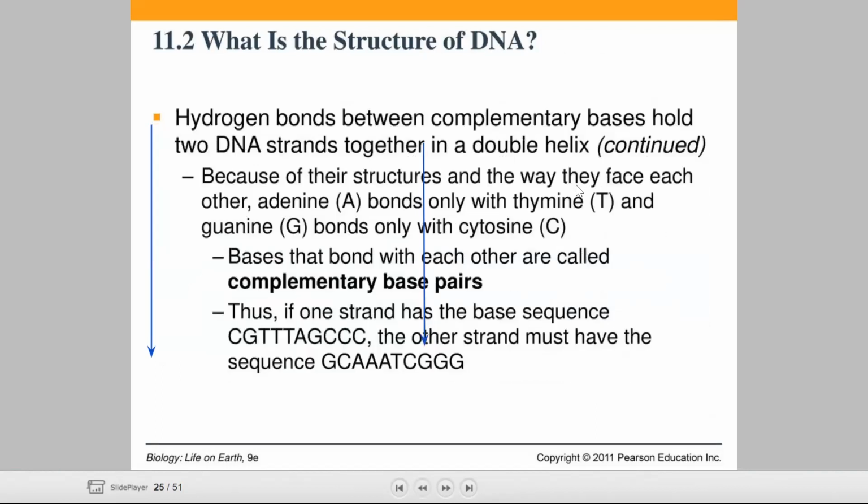Now this one. Adenine bonds only with thymine, not with the others. So the bonding is precise. This is the principle of complementary base pairing. And guanine, or G, bonds only with cytosine, or C. Bases that bond with each other are called complementary base pairs. Thus, if one strand has the base sequence CGTTTAGCCC, the other strand must have the sequence GCAAATCGGG.